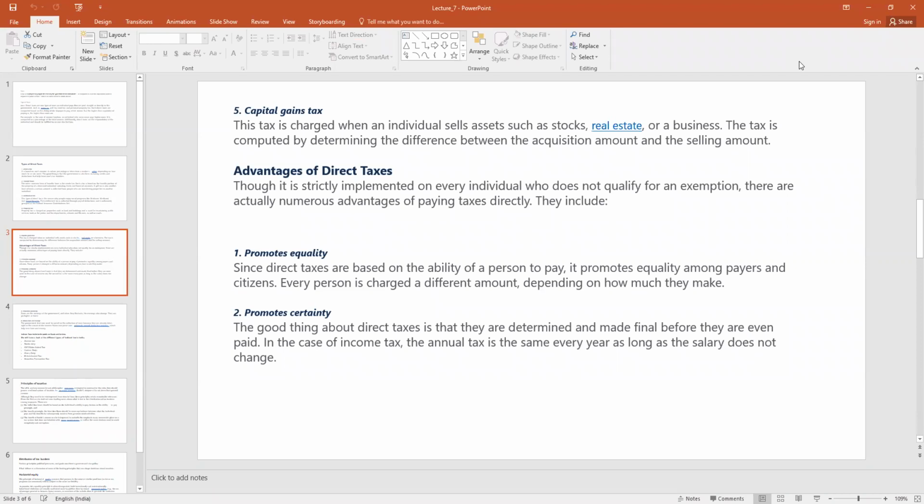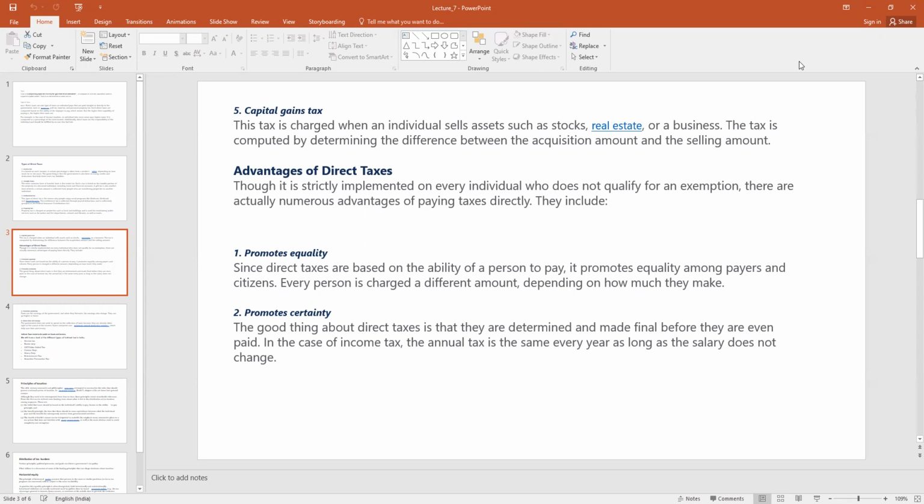This tax is charged when an individual sells their assets such as stocks. As I told you, what are the different types of stocks? Shares, bonds, debentures. These are all called stocks. When they sell their assets, in the sense not properties but capital investments, when they sell stocks, or sell properties in real estate, or sell their companies, they will get some amount of profit based on the acquisition value and the selling value. The difference will be calculated as a profit or income or capital gain. It is called capital gain tax.